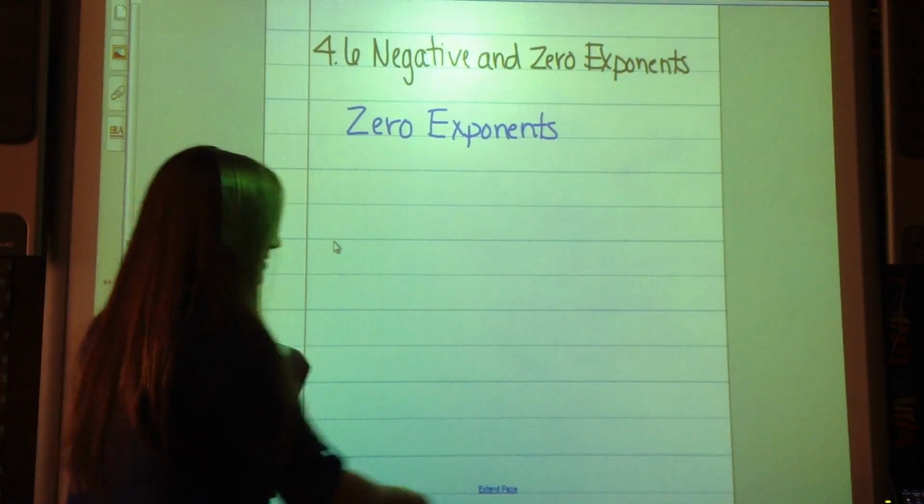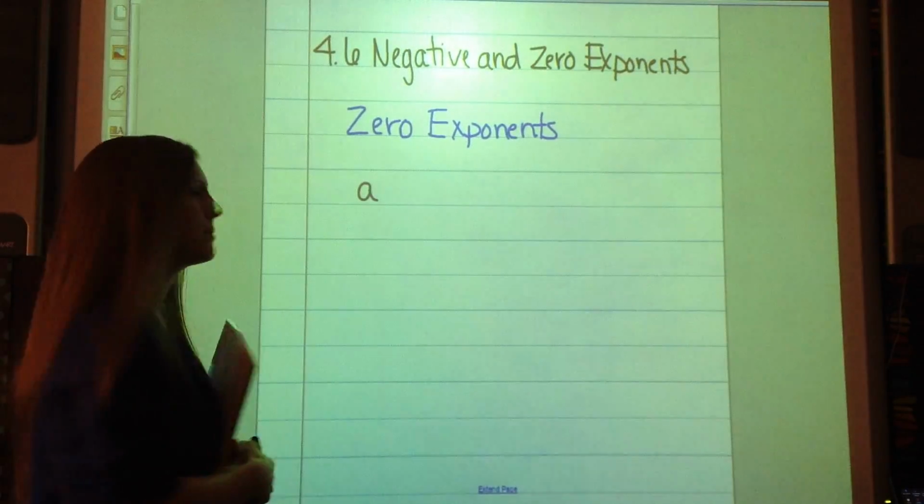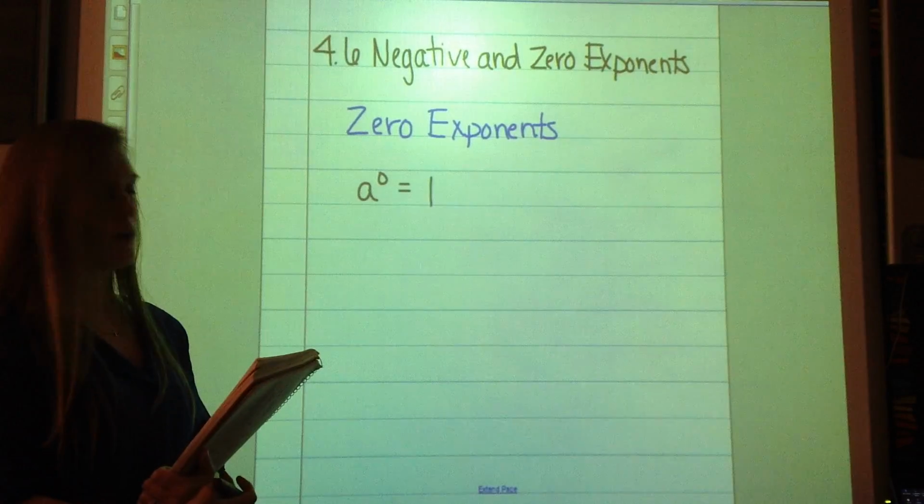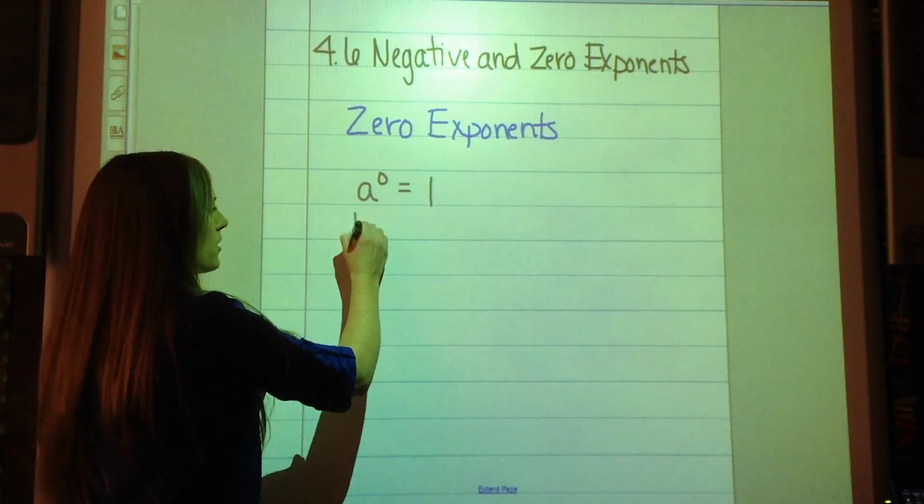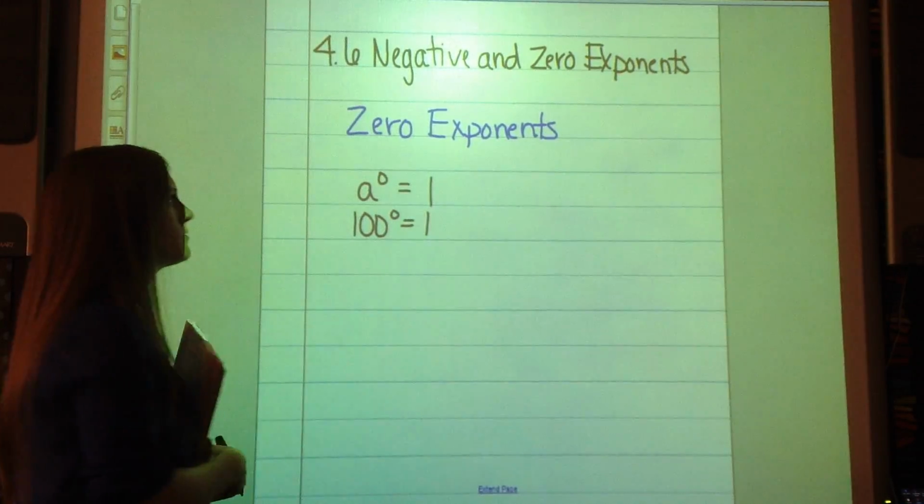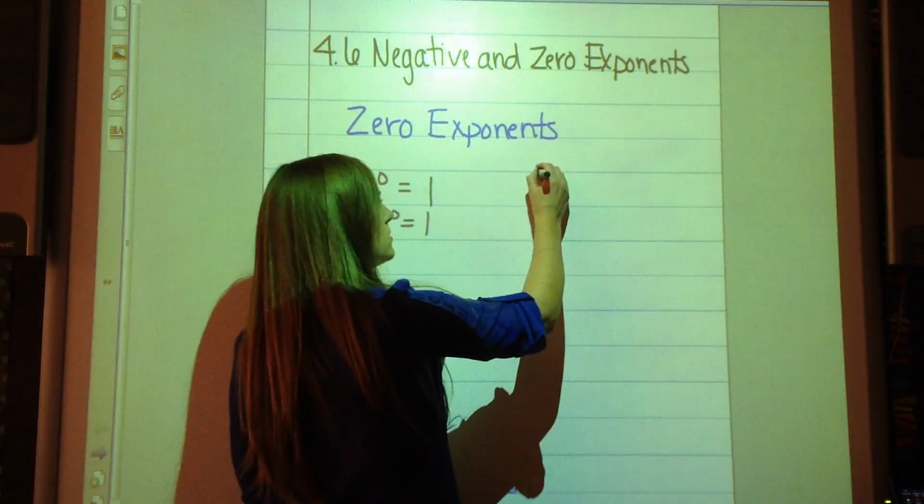Anything with the power of zero. So let's take a variable that represents any number. Anything with the power of zero is 1. Pick a number, 1 or 100. Anything with the power of 0 is 1. Okay, why is it? I'm going to prove it to you.